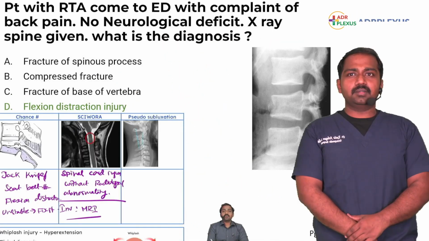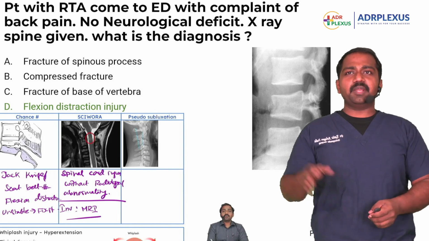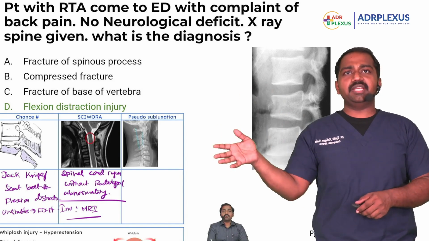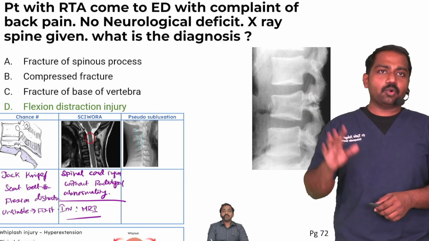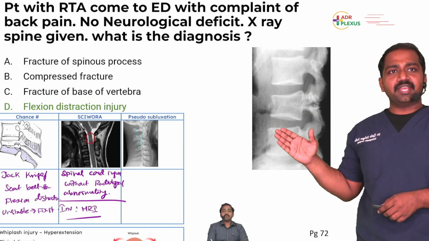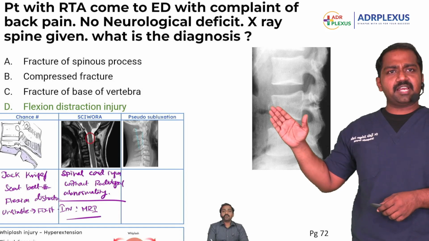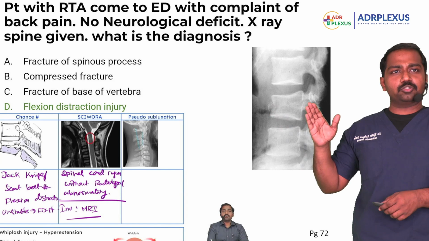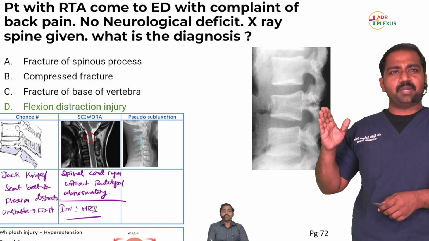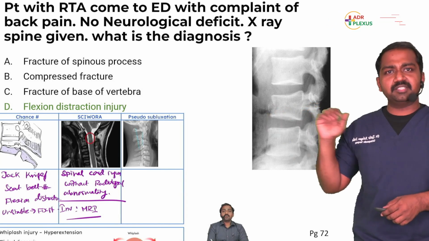Okay. Coming on to the second question, a patient with a road traffic accident came to the ED with complaints of back pain, no neurological deficit. The X-ray of the spine was given. What is the diagnosis? If you look at the X-ray, it shows a transverse fracture line which is going through and through the vertebral body and also the processes. Can you see the whole transverse pattern in the vertebra?